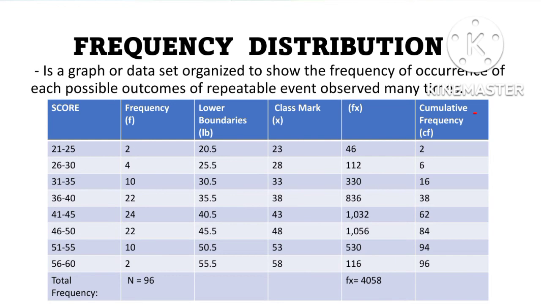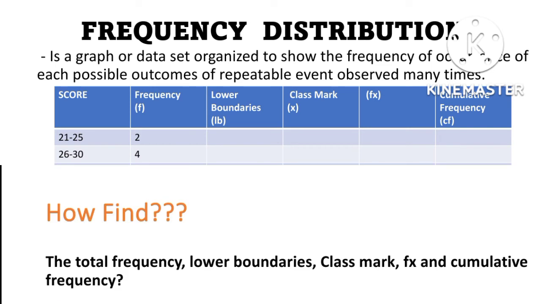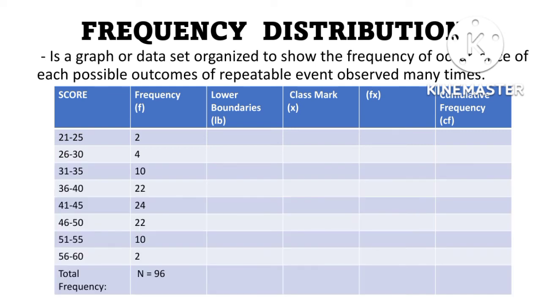This is an example of a frequency distribution. We have a given score and frequency. How do we find the lower boundaries, class mark, fx, and cumulative frequency? In a frequency distribution, we have score, frequency, lower boundaries, class mark, fx, and cumulative frequency. So how do we find the total frequency?